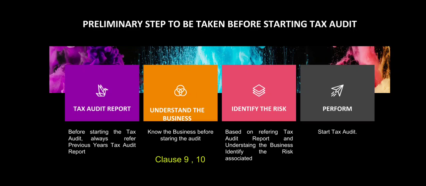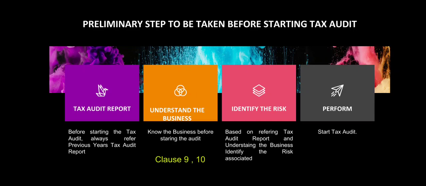Sixth number, previous year, which previous year it belongs to. Seventh number, assessment year. Eighth number, indicate the relevant clause of section 44AB under which tax audit has been done. Means clause A, B, C, D, under which clause we have done tax audit. We need to enter that clause here.